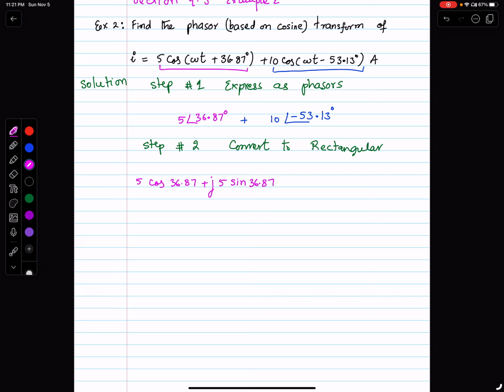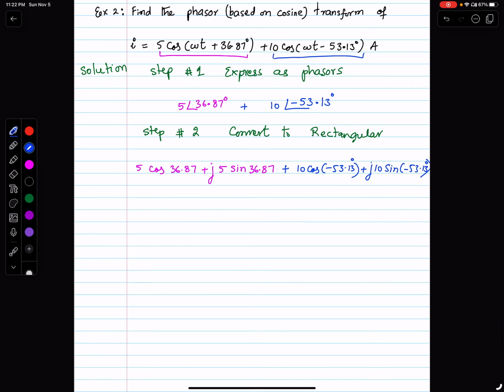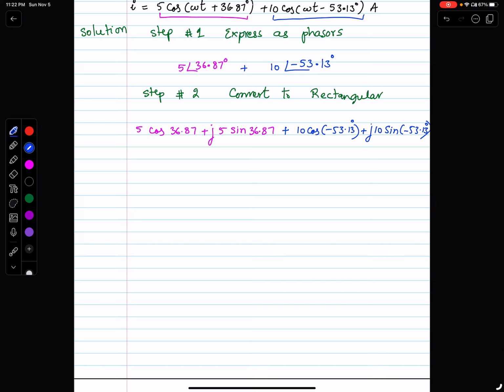36.87 plus the next thing is 10 cosine negative 53.13 plus j 10 sine negative 53.13. Okay, all of this is amperes. Now 5 cosine 36.87 degrees, if you plug it into your calculator, you'll see that this guy is 4 plus j 3.